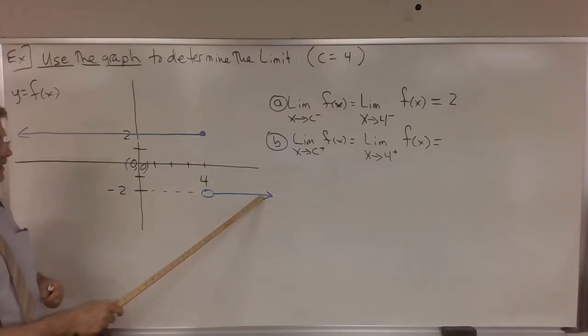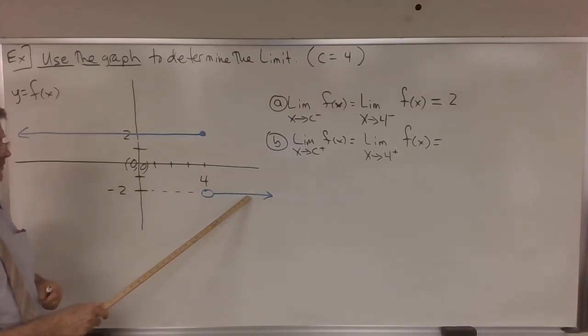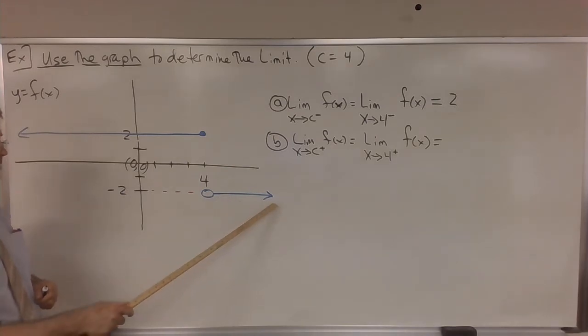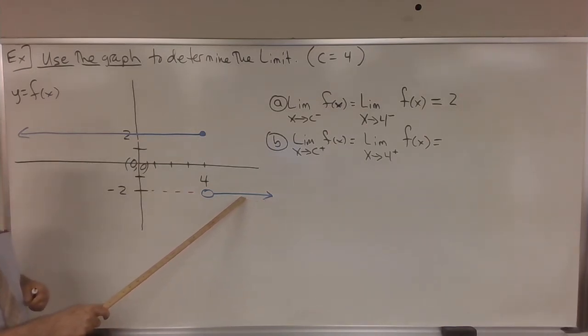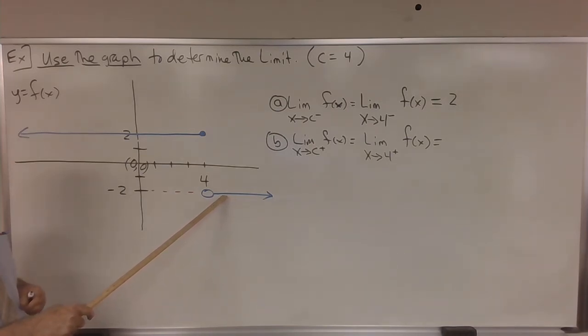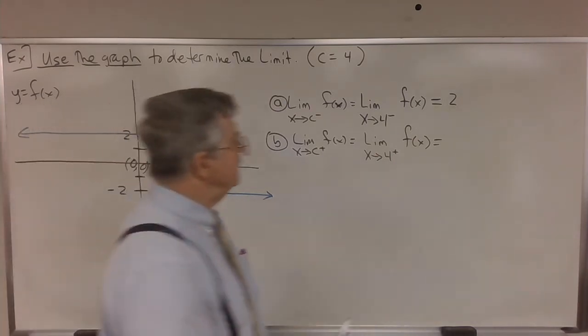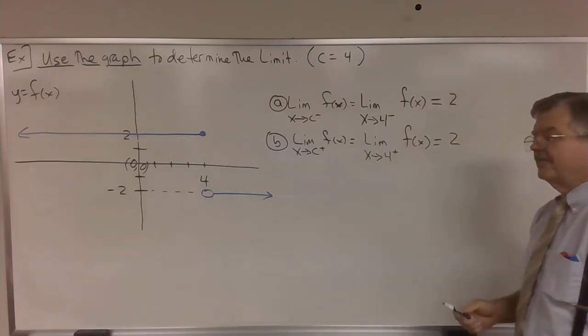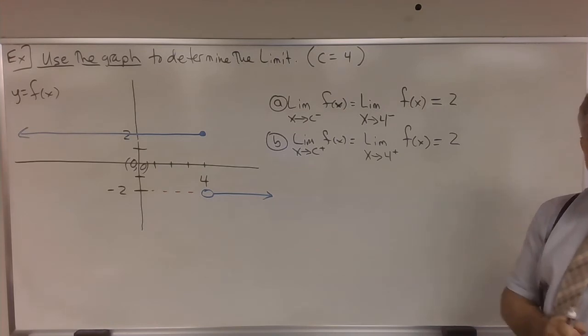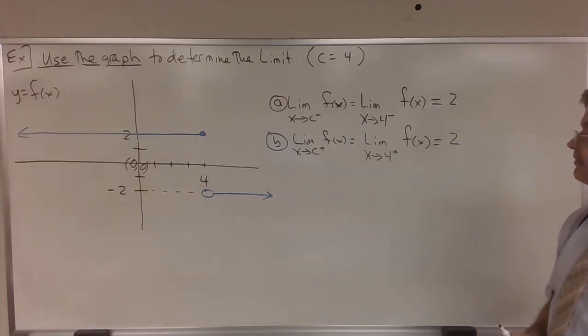At this point, y is -2. At this point, y is -2. As we move along the graph in such a way that x approaches 4 from the right, the only value that f of x, the y value, is getting arbitrarily close to is -2. So that's our limit as x approaches 4 from the right. Now there are two more parts to this exercise.